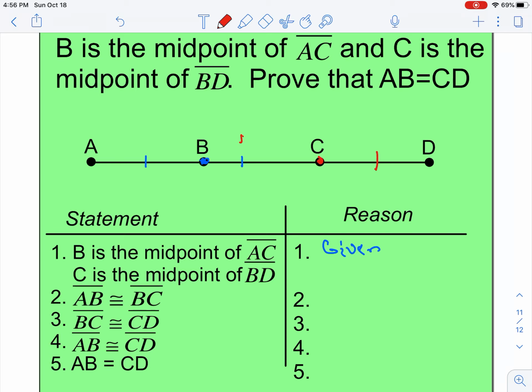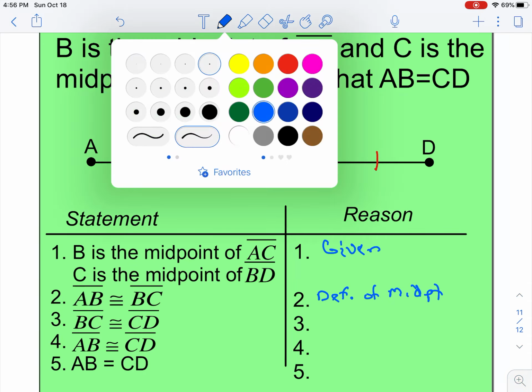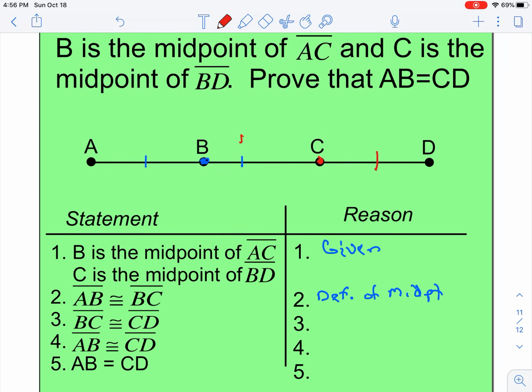So now our next statement said that AB is equal to BC, and that is definition of midpoint. And the next step says that BC is equal to CD, and again, that's definition of midpoint. And now the next step, if you notice, this is set up really nice. We have AB is congruent to BC, and then we have BC is congruent to CD. So that means that AB is congruent to CD by the transitive property.